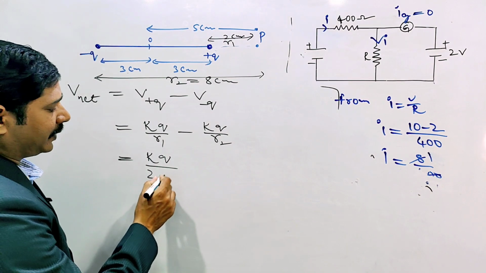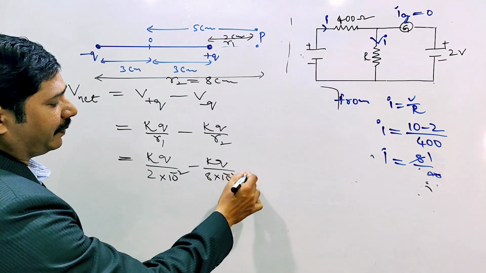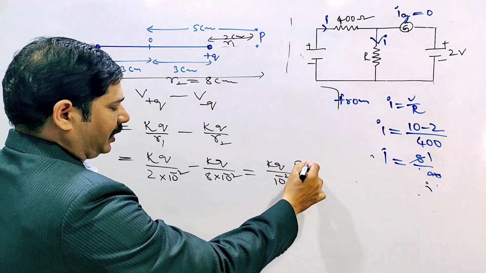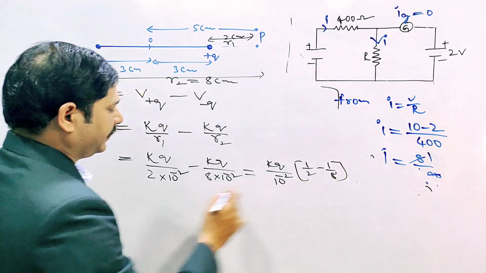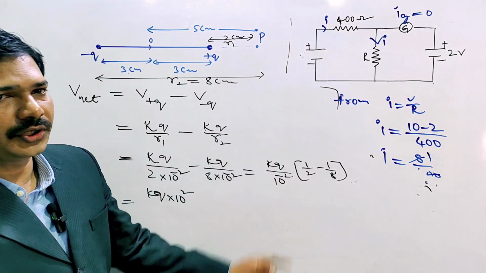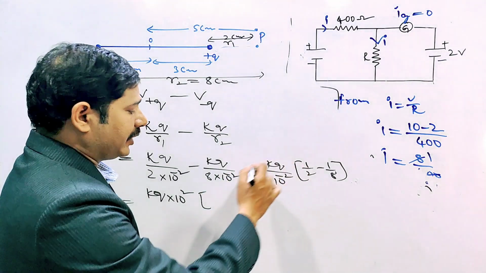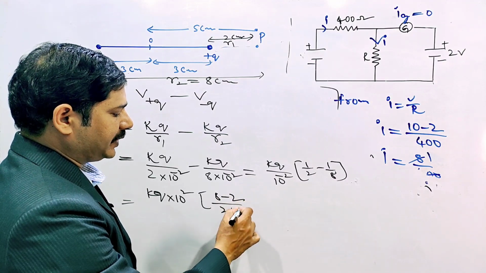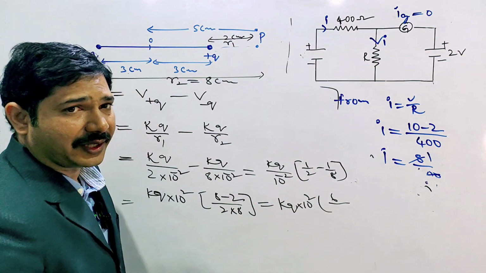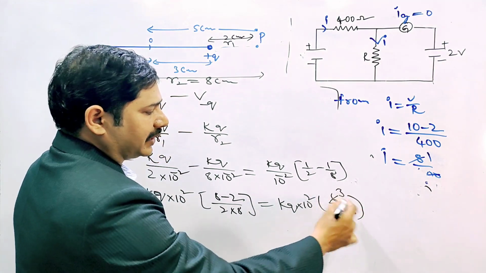2 into 10 to the power of minus 2, and KQ by R2 is how much? 8 into 10 to the power of minus 2. Here KQ by 10 to the power of minus 2 I am taking common. 1 by 2 minus 1 by 8. Here KQ into 10 to the power of 2, 10 to the power of minus 2 I am sending to the numerator, 10 to the power of plus 2. So 1 by 2 minus 1 by 8. So 8 minus 2 divided by 2 into 8, that is equal to KQ into 10 to the power of 2, 6 by 8 minus 2, 6 divided by 2 into 8. 2 1 ja, 2 3 ja, 3 by 8.